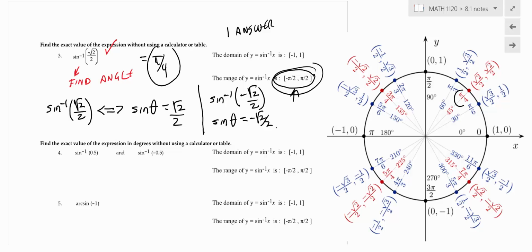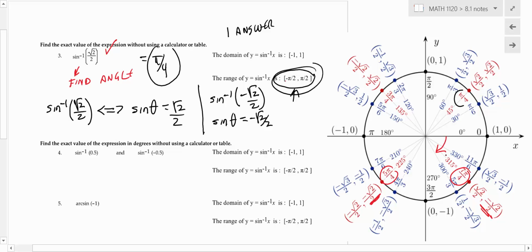Now you only give me one answer to the problem, and it has to fall within this range. So this is a little tricky, so pay attention to this. That would be one place, and that would be the other place where the y value is negative on a sine. But neither of those answers is correct. You have to give me the answer from negative pi over 2 to pi over 2. So if you're in quadrant 4, you have to go that way. You've got to go clockwise.